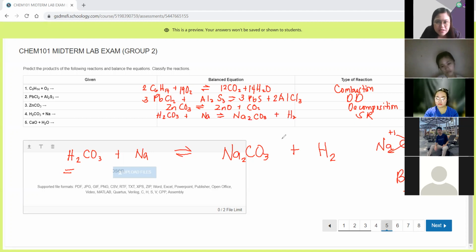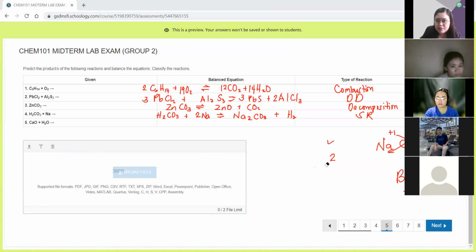Now, this is not balanced because hydrogen is balanced, carbonate is balanced, but sodium is not balanced because you have 2 here. So you just put a coefficient of 2 on the other side to make this balanced. So for number 4, this is the correct answer. Okay? And then lastly, the last one.